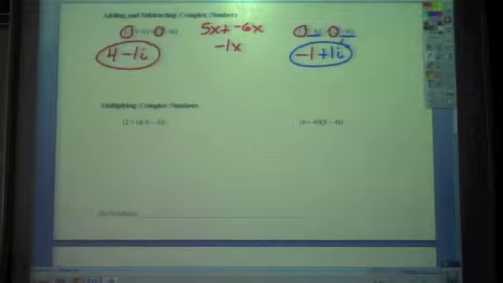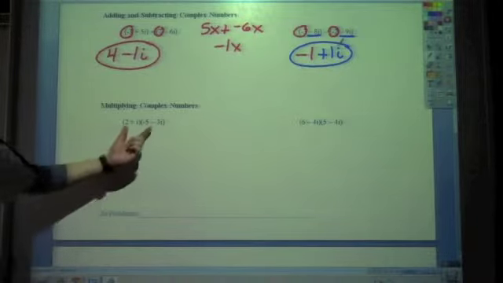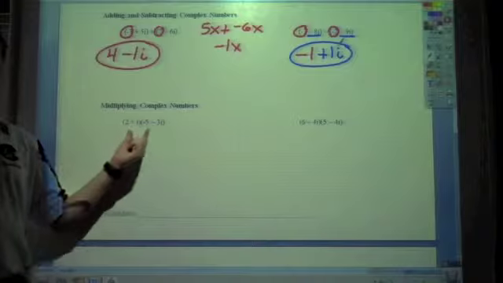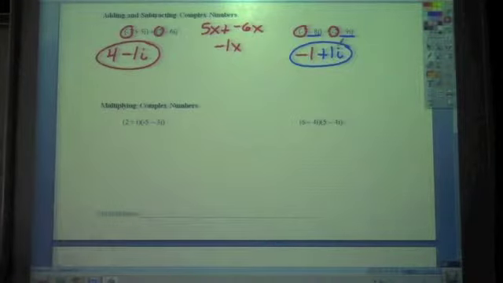So treat the i's just like the x's and add the numbers together, or subtract the numbers together. It's pretty simple. Same exact thing for multiplying complex numbers. We look at this right here and we realize that each one has two parts. We have two binomials. So we're going to have to use FOIL, first, outer, inner, last, which we've talked about before.